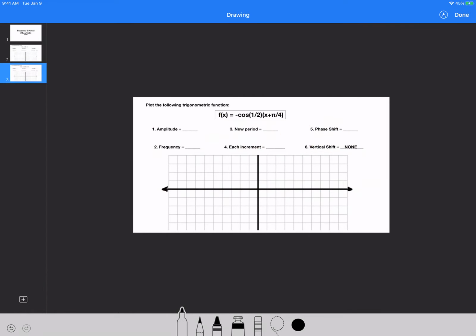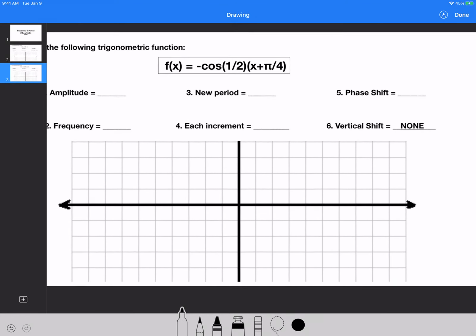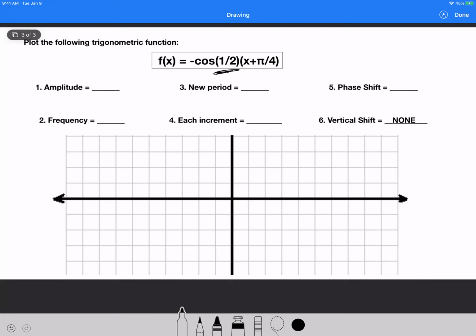But let's take a look at the second example. Now notice how I'm giving you 1 over 2 for your frequency value, and pi over 4 to the left for your phase shift value. So if your frequency is 1/2, your new period is 2 pi divided by 1/2, which is 4 pi. That means it's a very, very long, elongated graph. But I am telling you that I'm moving the phase shift to the left by pi over 4. That's very, very incrementally small compared to everything.